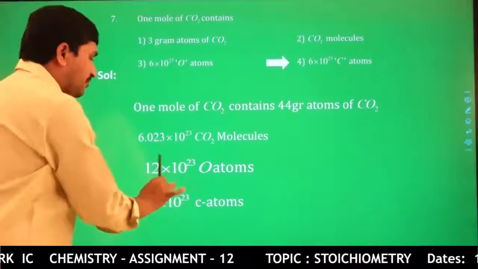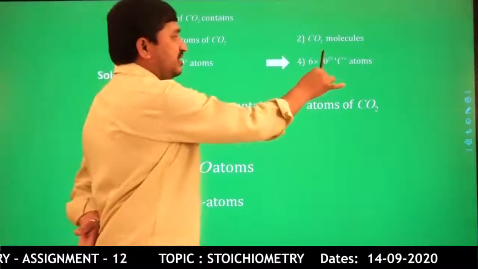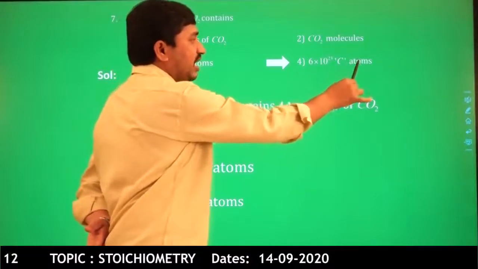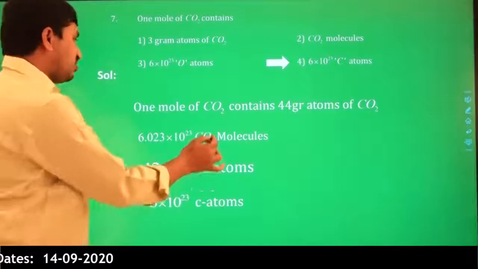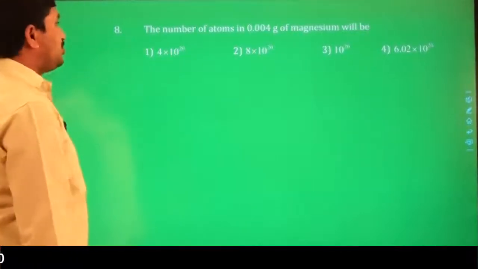So, given 4 options, which is the correct one? 6.023 into 10 power 23 carbon atoms. That is the fourth option. Got it? Go for the next question. What is the question here?